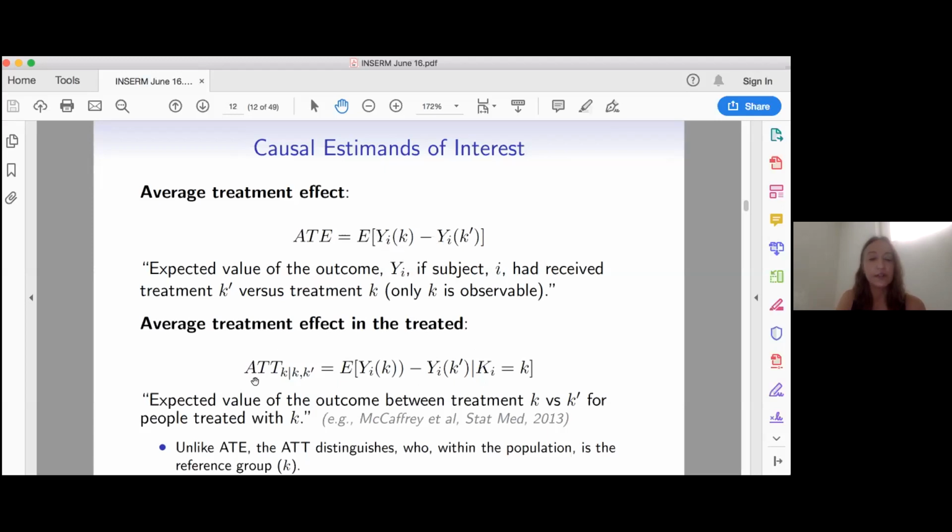Slight difference here in average treatment effect in the treated. Here we condition on actually having received that treatment K. It's a slightly different causal estimate of interest. It's when not everyone in your population could receive every treatment. Okay, so it's conditional on having received the treatment you received. There's a lot of nuance between these two causal estimates. In general, for this talk, we focus on ATE, which is pretty easy to understand.